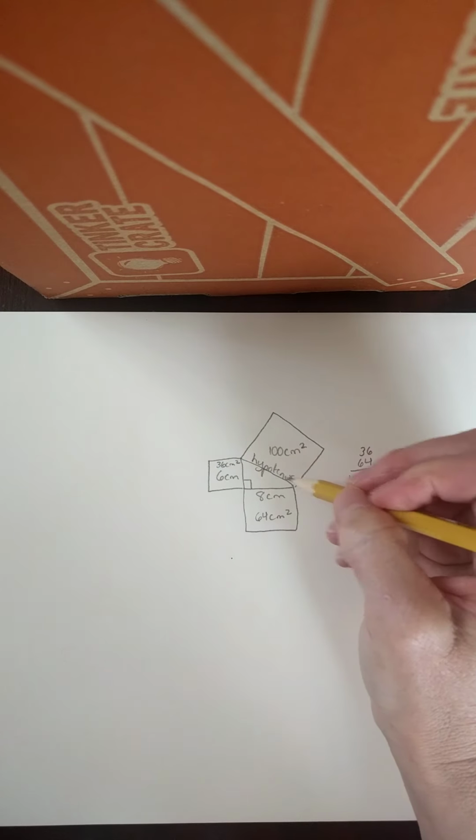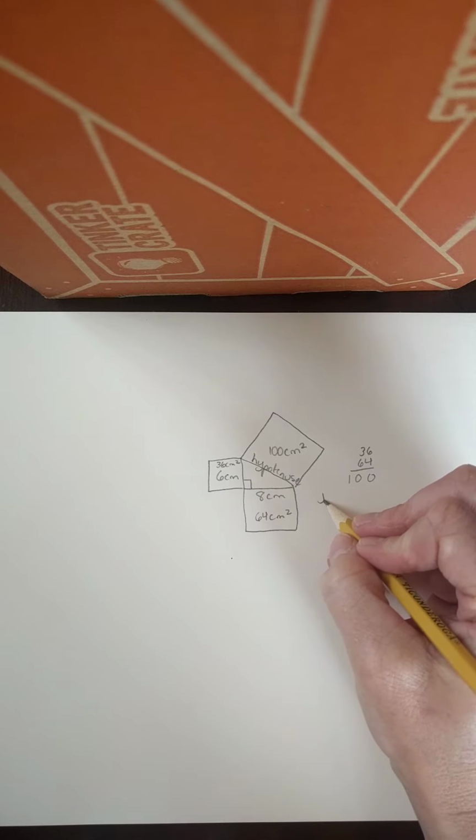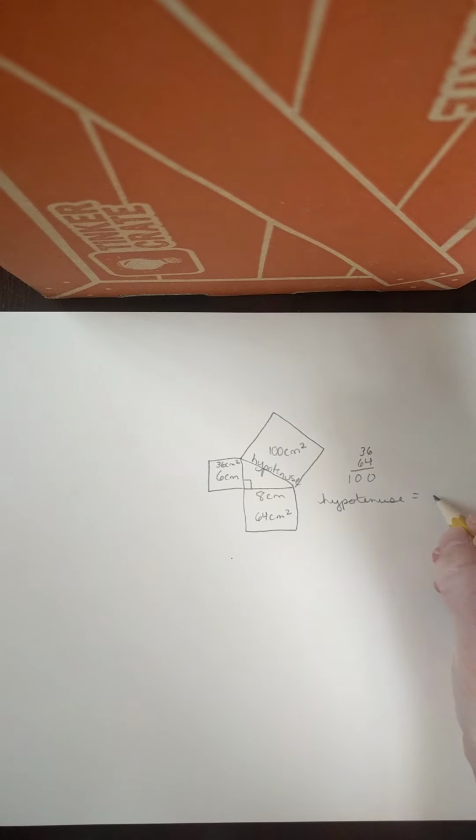And I know that the resulting square on the hypotenuse would be 36 plus 64, or 100 square centimeters. That means I can tell the length of the hypotenuse by taking the square root of 100. So in this case, the hypotenuse equals 10 centimeters.